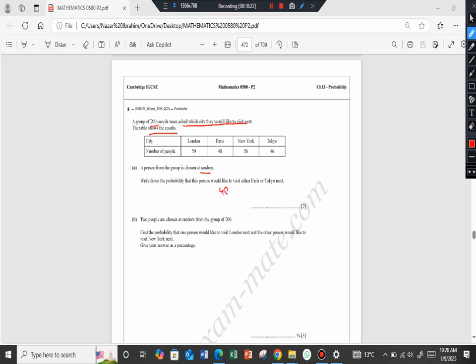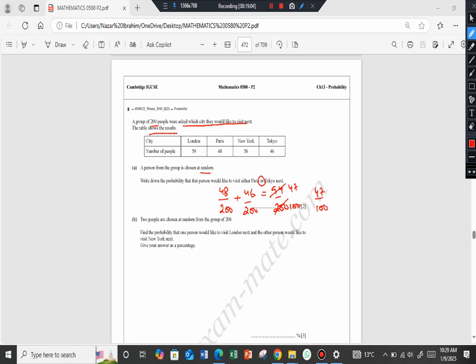Paris probability is 48 upon the total, which is 200, and since it is "or" and not "and", we add Tokyo, which is 46 upon 200. So add them up, 48 plus 46 is 94. 94 upon 200 will be the probability for the person visiting either Paris or Tokyo next. Is it clear? Yes. We can solve this further by dividing by 2. It will be 47 upon 100.